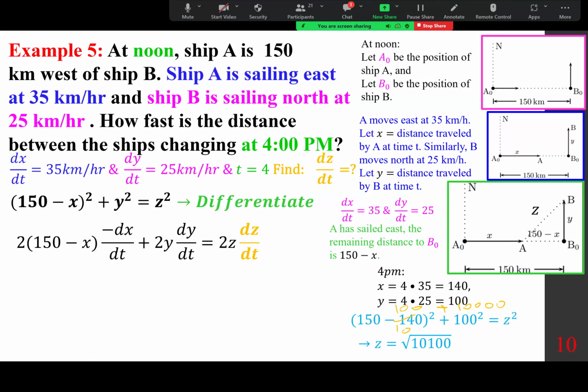Now, let's plug in. 2 times 150 minus x, we said x is 140, minus dx dt, we said it's 35. So the negative sign remains, minus 35. Plus 2 times y, we found it to be 100, times dy dt, which was 25. And on the right side, 2 times z, which is this number. We're going to keep it as that for now. And then dz dt is missing.